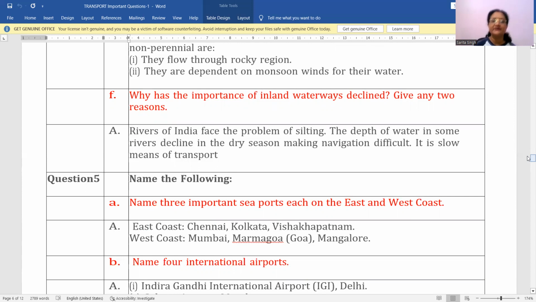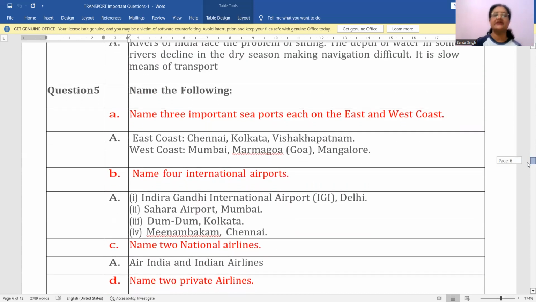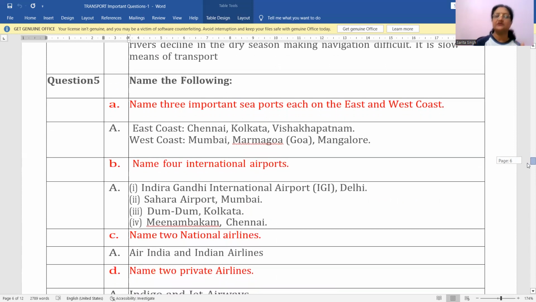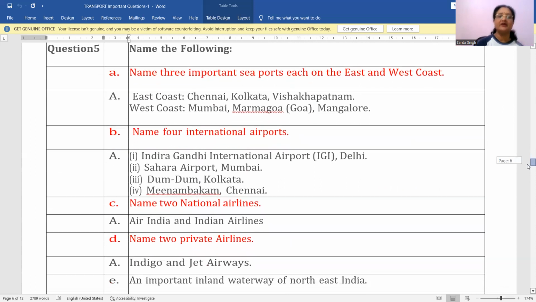Okay. Next, name the following. Name three important seaports, each on the east and west coast. On the east coast, which ones are there? Chennai, Kolkata, Visakhapatnam. These all are lying on the east coast. On the west coast, Mumbai, Marmagao, and Mangalore.